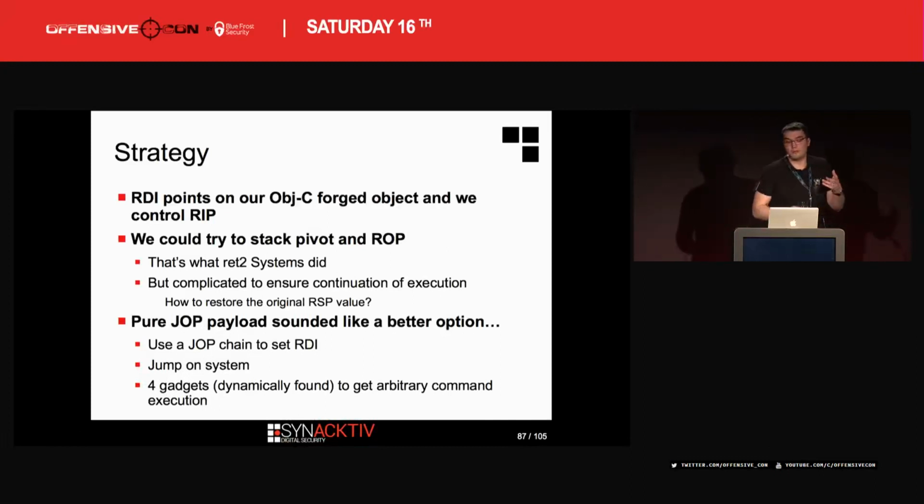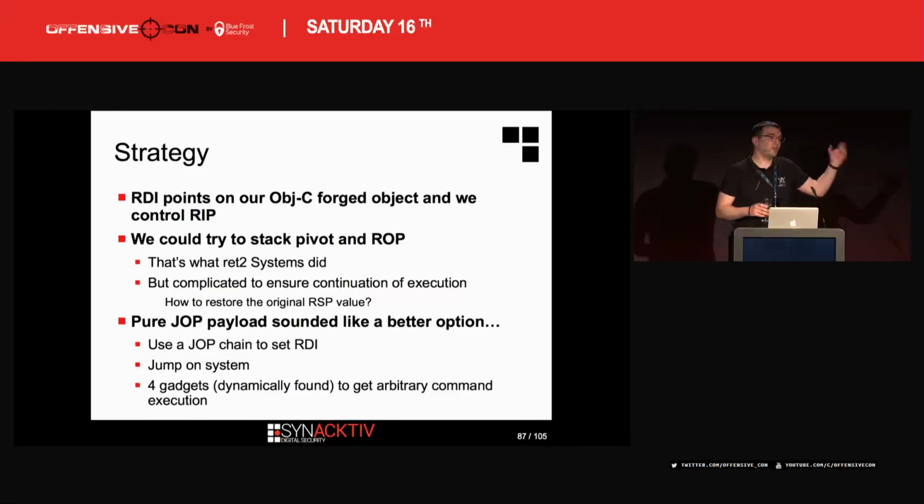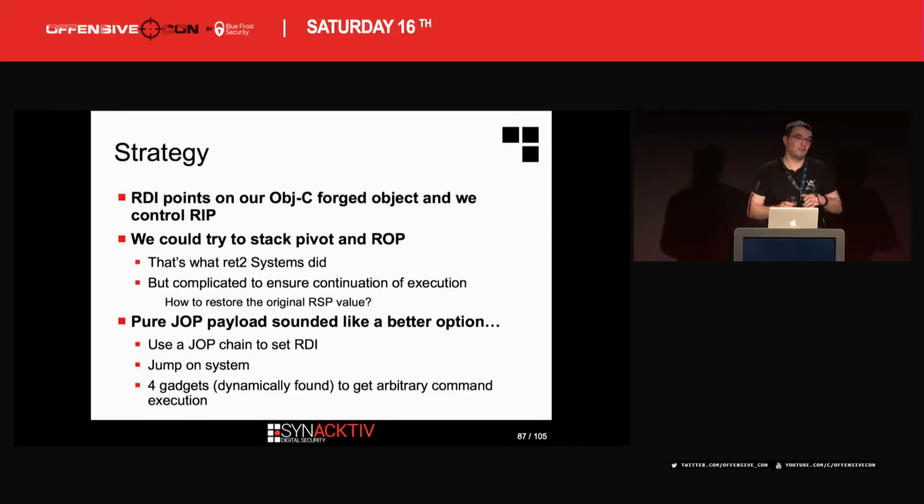For example, what Red 2 Systems did is to allocate a fake stack and jump at the beginning of the window message handling process. I found that it wasn't the most beautiful thing to do. So I decided to just use a pure JOP payload. So I just control the value of RDI, and jump on system to execute arbitrary shell commands. And after that, everything will continue like nothing happened.